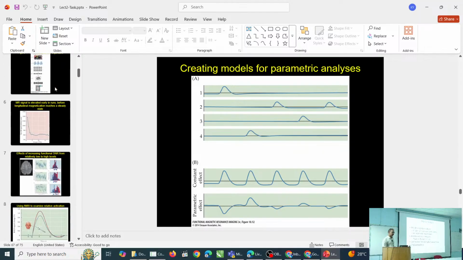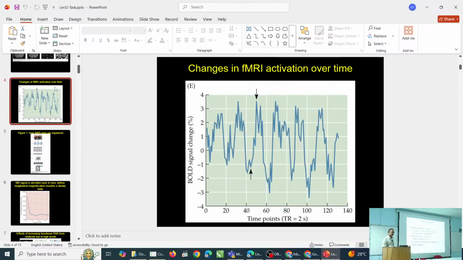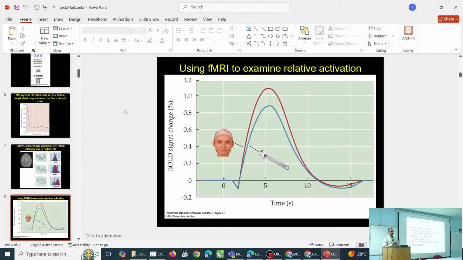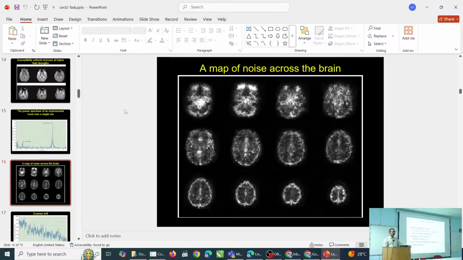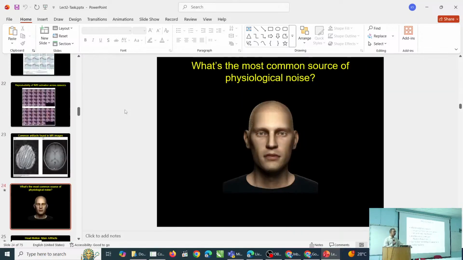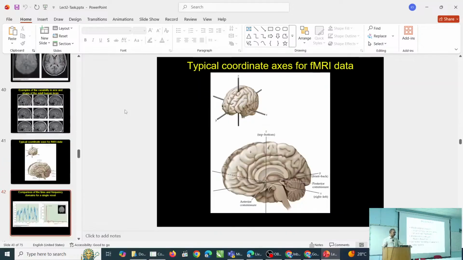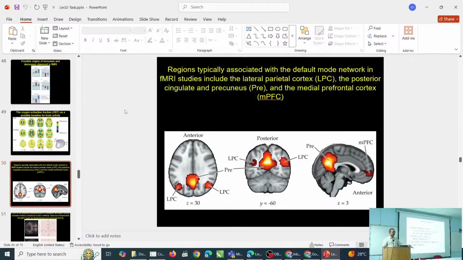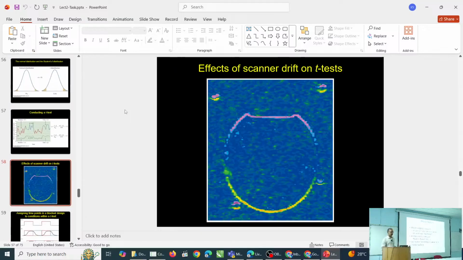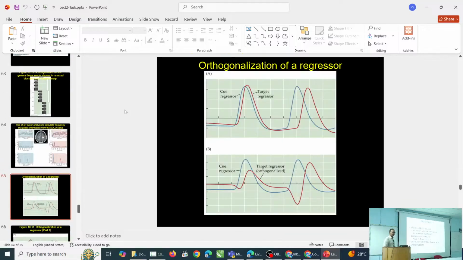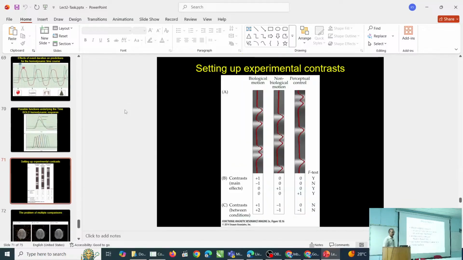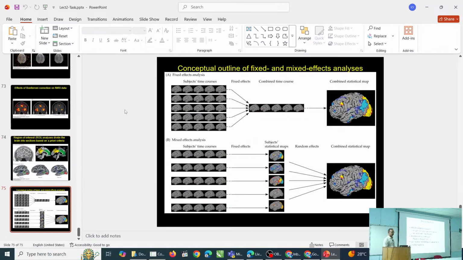Also, because any given brain has so many voxels, even if you set a threshold at 0.01, just by chance there will be a large number of voxels that will pass the threshold, right? How do we correct for multiple comparison? And then what is the best way to display the data?